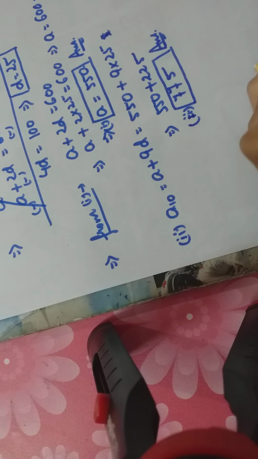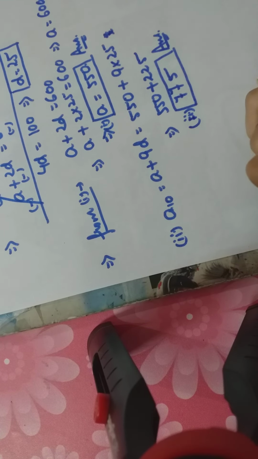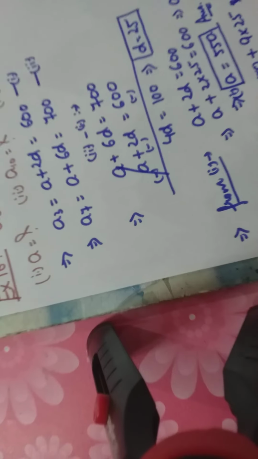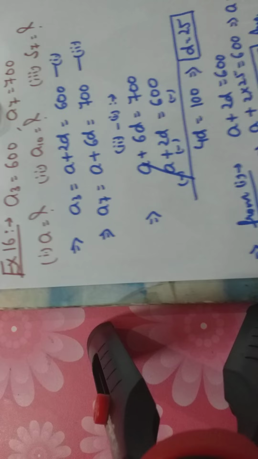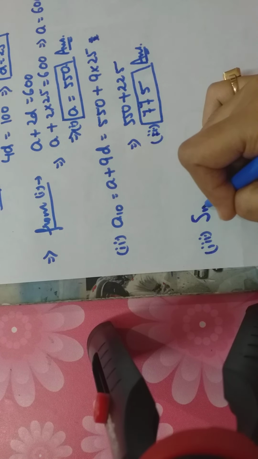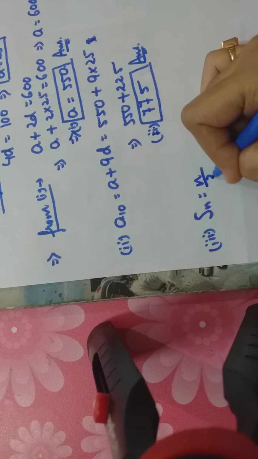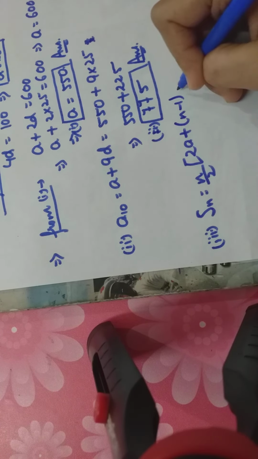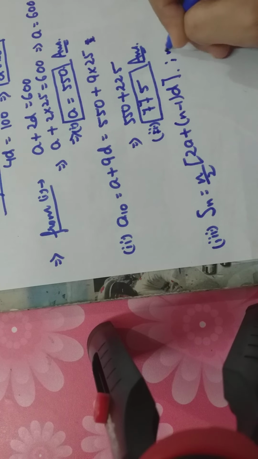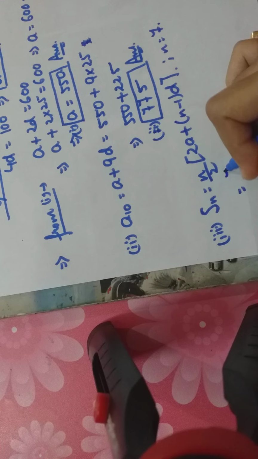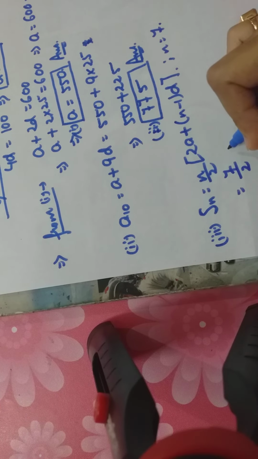Come to the last part of the question, number 3, the total production in the first 7 years. That means we have to find S7. So first I am writing the Sn formula. Sn equals n by 2 into 2a plus n minus 1 into d. The n value is 7, and d and a I know. So in place of n I am putting 7 by 2.